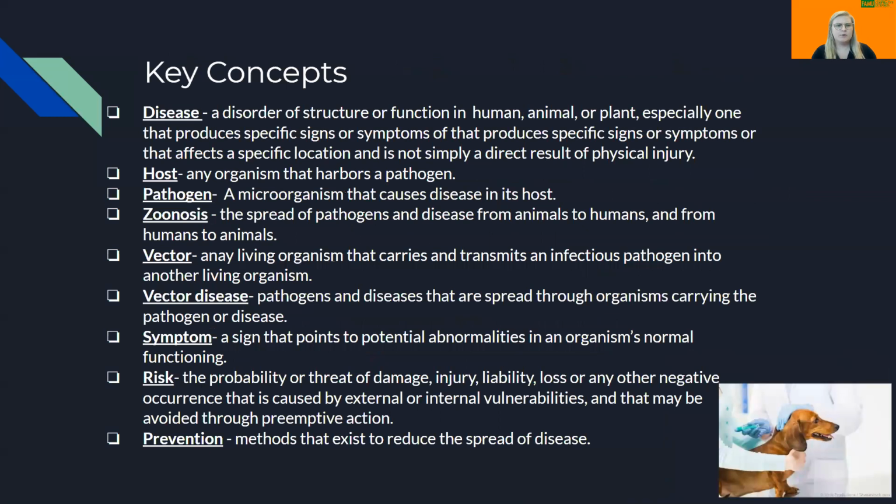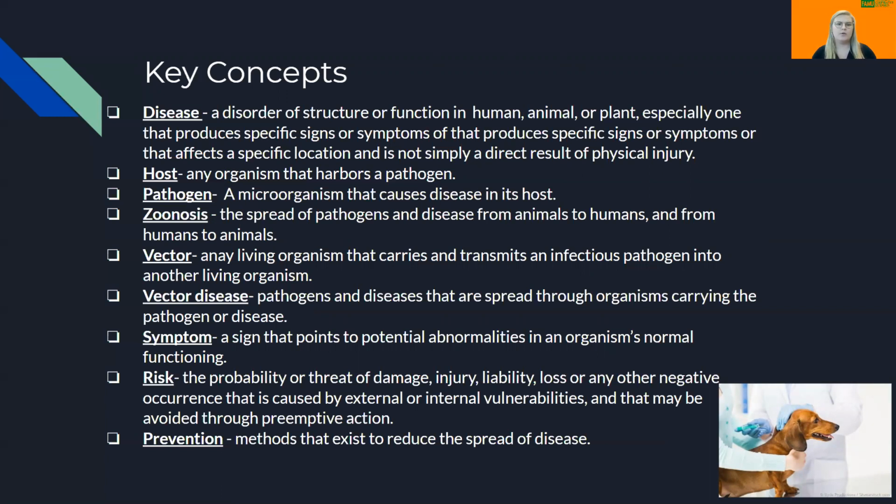So some key concepts we're going to go over. These concepts are things that I'm going to talk about during this presentation, and it's important that you understand these key concepts and their definitions. A disease is a disorder of structure or function in the human, animal, or plant, especially one that produces specific signs and symptoms, or that affects a specific location that is not simply a direct result of physical injury.